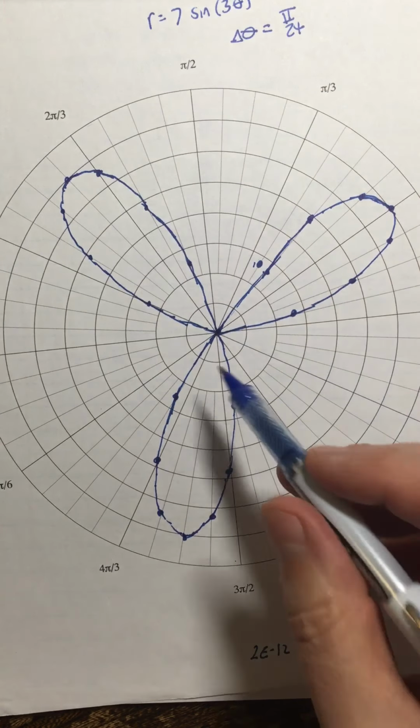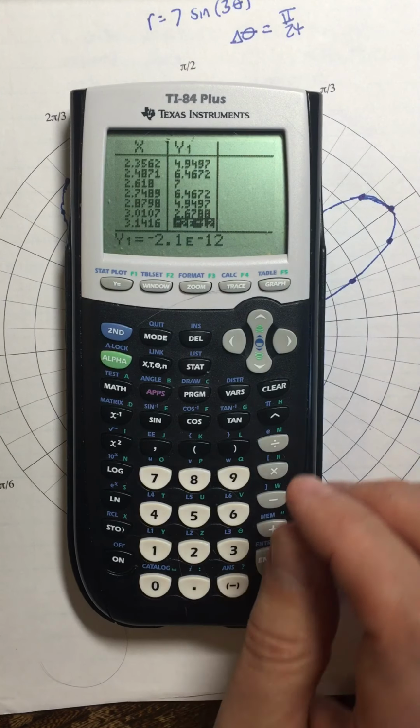I found the negatives were pretty difficult to do because you have to keep track that you're on this angle, but the r is negative, so you're actually plotting down here. It was pretty hard to know what angle you were at, especially since the calculator is only giving you decimals, but you can figure it out.